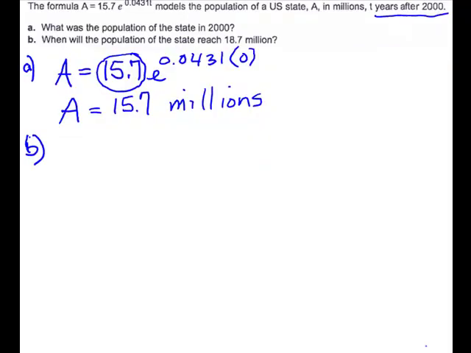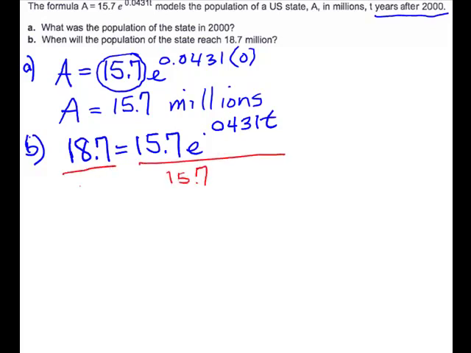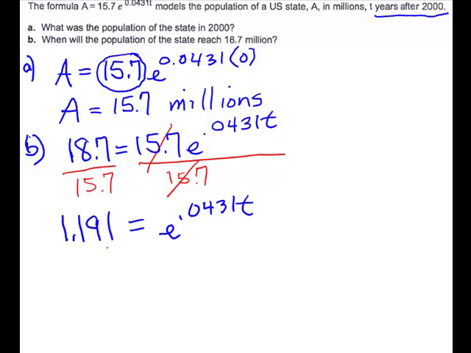Part B asks, when will the population of the state reach 18.7 million? So this is the A in the same formula. And we need to find t. t is our only unknown there. It's in an exponent position, so we will take a natural log to bring it down. Before we do that, we have to get rid of this 15.7. So we're going to divide it on both sides. I rounded on this one to 1.191 equals, and I just brought this part down.